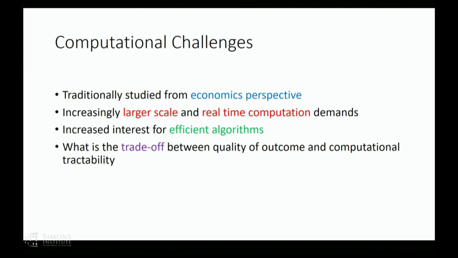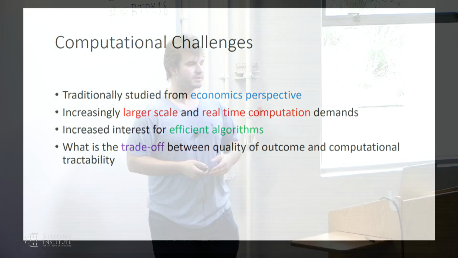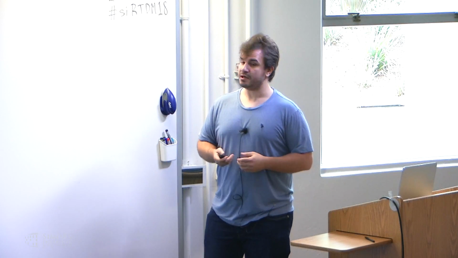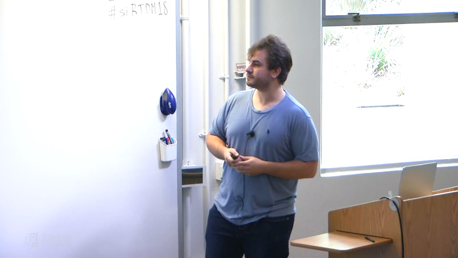The main question we would like to study is what is the trade-off between the quality of the outcome and the computational tractability. So, back to Vijay's comments before, this is the field of algorithmic mechanism design, where our main goal is to study this trade-off: how can we build better mechanisms and also respect computational constraints, be fast, and sometimes also have simple solutions.